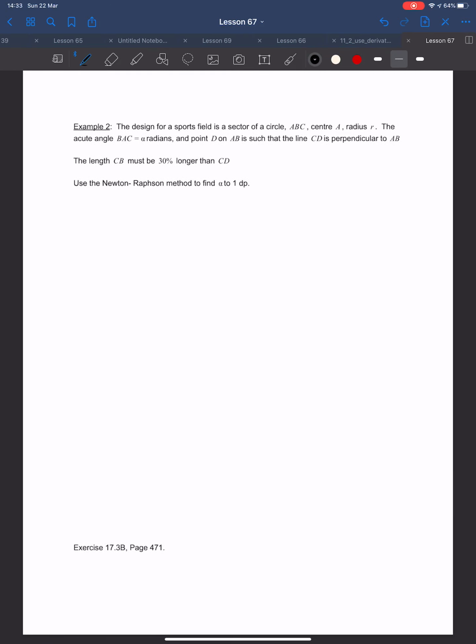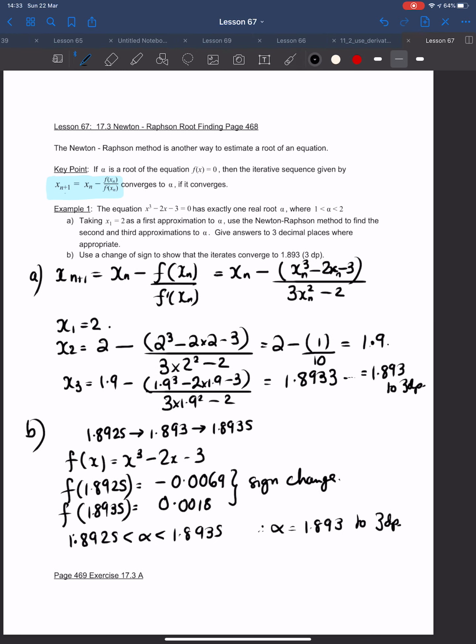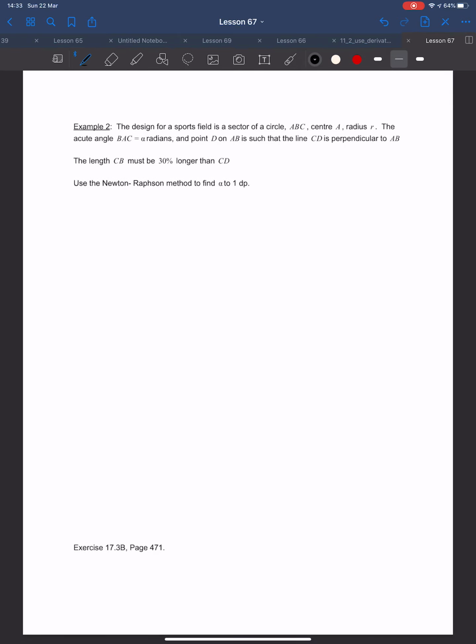Right, example 2. Oh, there's an exercise there to look at. Example 2.